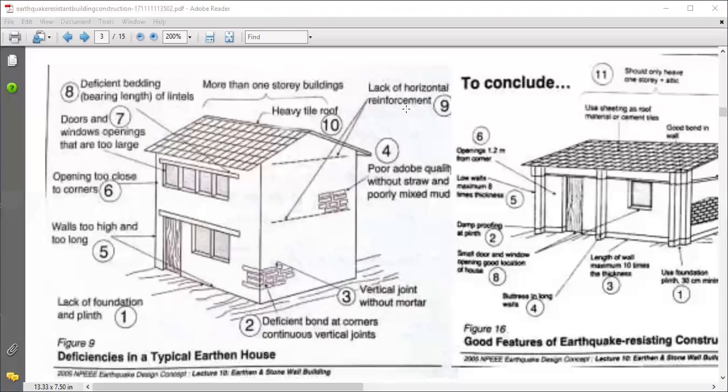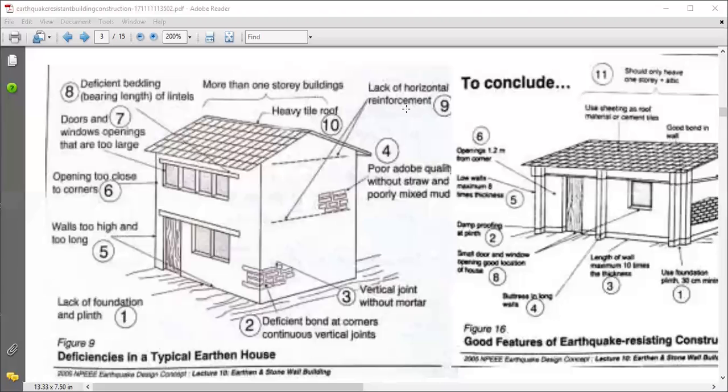Fifth point is that walls are too high and too long. You can see that walls are too high and too long also. For the windows as well as for the doors, the openings are very close to the corners. Means the openings in terms of the windows and the doors are very close to the corners of the wall. And the second thing is that walls are too high and too long. You can see the walls with respect to the height and the length are very high.